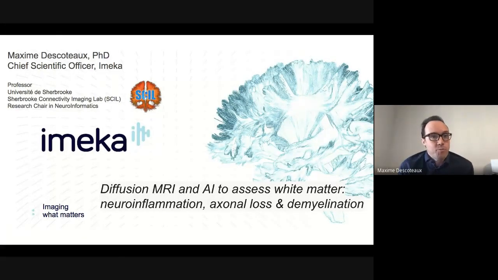So welcome, everybody. This is an overview, a bit technical, but mostly to give you the big lines of what we can do with diffusion MRI, AI to assess white matter and start indirectly quantifying inflammation, axonal loss, and demyelination. Like Elena said, if you have any questions, write them in the chat. JC and Elena will compile them, and then we can have a discussion at the end.